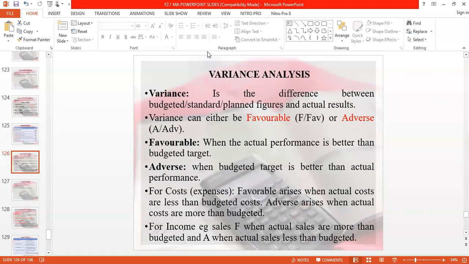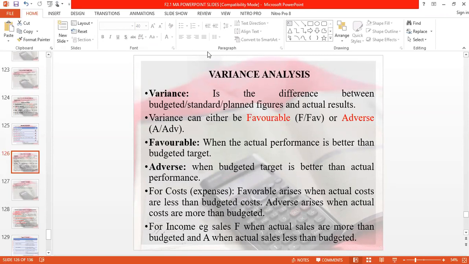So we were on the topic standard costing. We had seen that a standard is a planned unit cost of a product or a service. And then we looked at what we call standard cost card. After covering the standard cost card, we also looked at variance analysis. Under variance analysis, variance is the difference between budgeted and actual results. That is what gives you a variance.